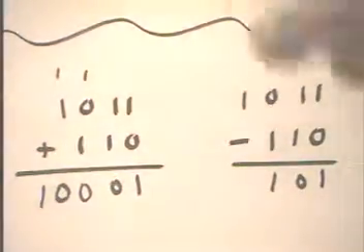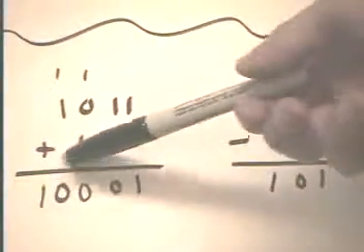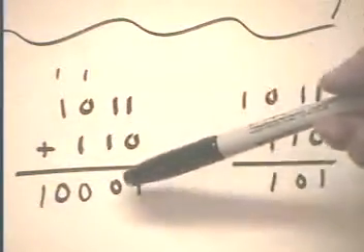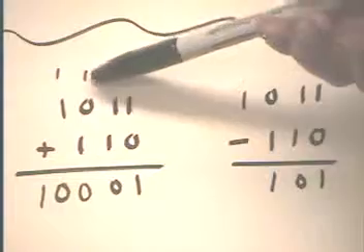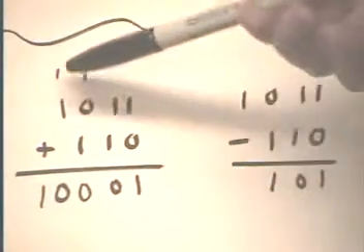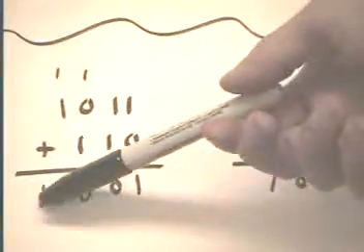Here again we see the process of adding 1, 0, 1, 1 and 1, 1, 0. 1 and 1 makes 1. 1 and 1 makes 1, 0, so we put the 0 here and carry the 1, which adds to the 1, giving us 1, 0. We put the 0 here, we carry the 1, add the 1s, we get 1, 0.